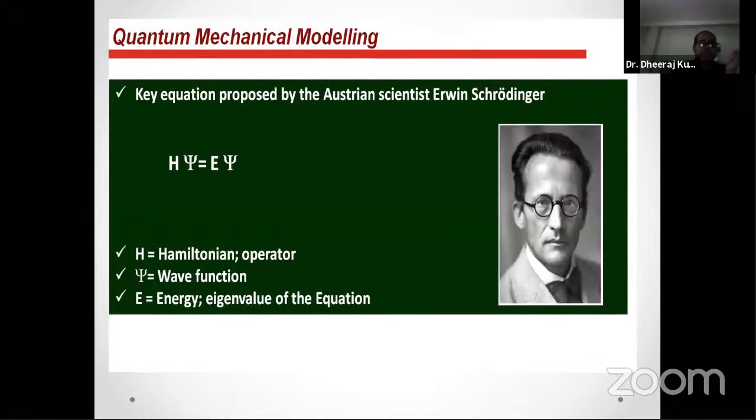This theory is based on quantum mechanics, and the basic equation of quantum mechanics is known as the Schrodinger wave equation, given by H psi equals E psi, where H is the Hamiltonian, E is the eigenenergy value, and psi is the wave function of the system. That's why this theoretical technique is also known as quantum mechanical modeling.